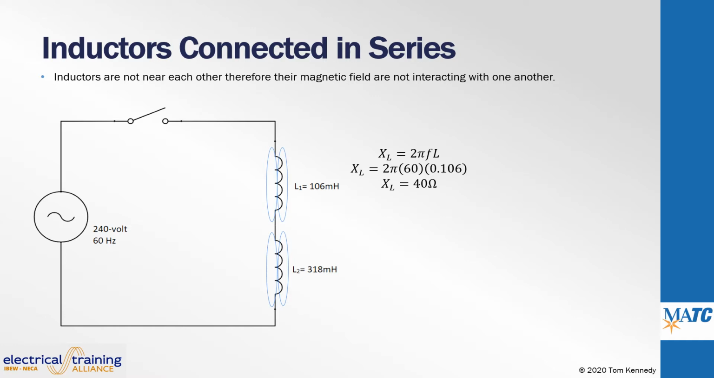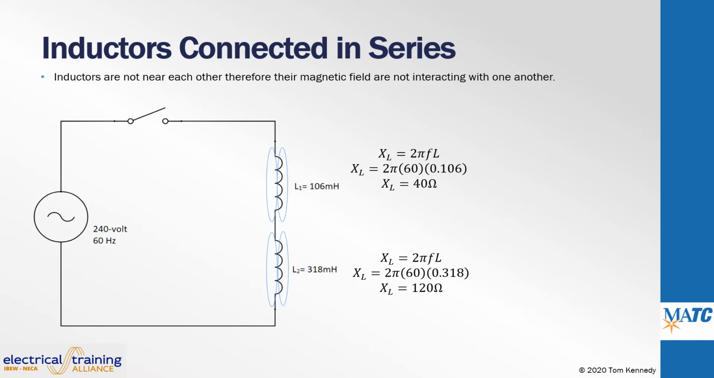Therefore, the 106 mH inductor L1 will have an inductive reactance of 40 ohms, and the 318 mH inductor L2 will have an inductive reactance of 120 ohms. These two quantities of opposition to current are connected in series. Therefore, the 40 ohms and 120 ohms will act to slow the current in an additive way.